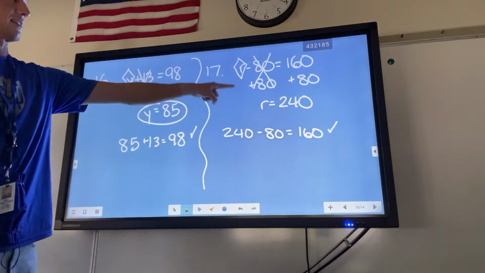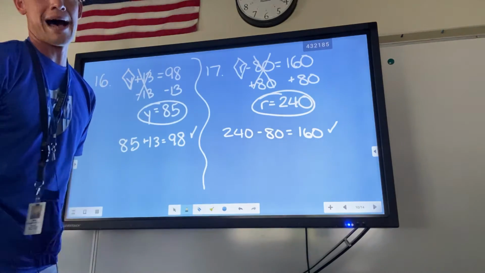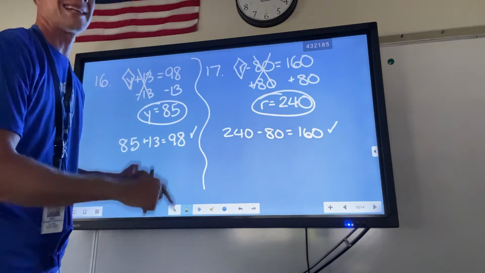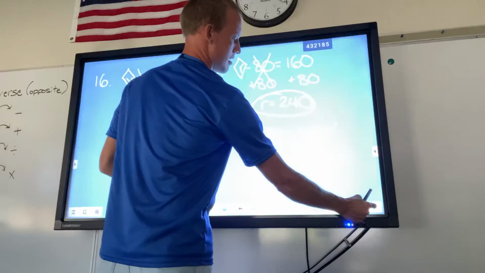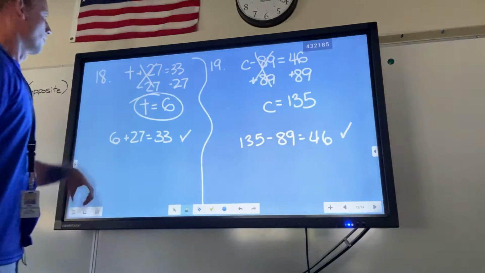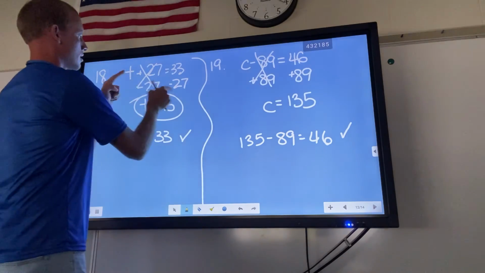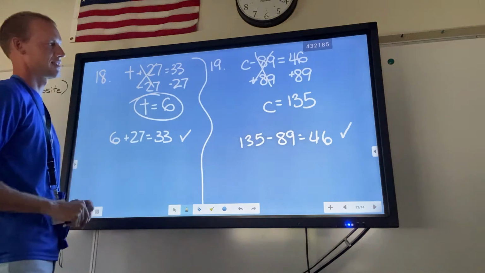Okay? Go ahead and check 17. The answer ends up being 240. The inverse or opposite of subtracting 80 is to add 80 to both sides. That's the key. You're gonna get so tired of me saying that. Okay, number 18. Instead of adding 27, the inverse would be to subtract 27 from both sides. Check step is there, answer is there.